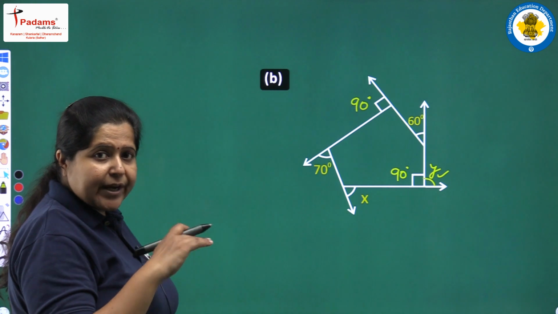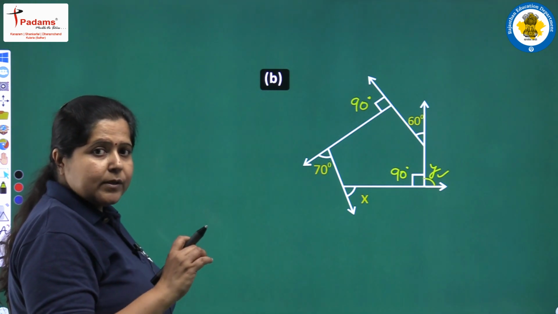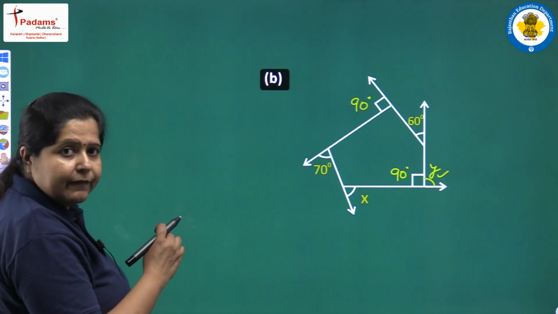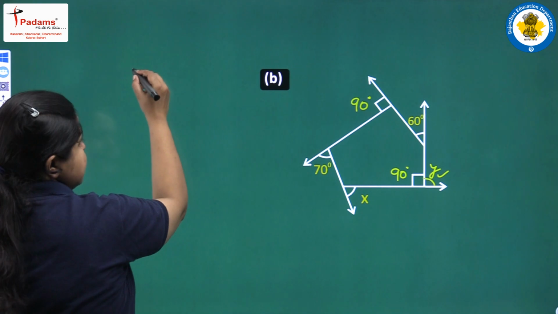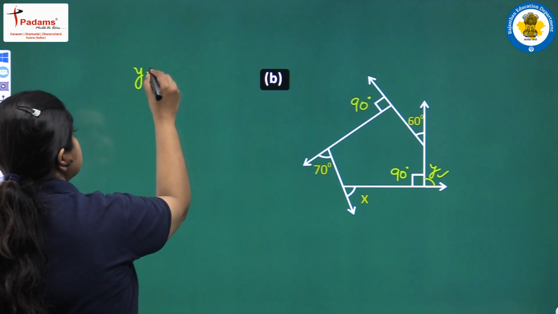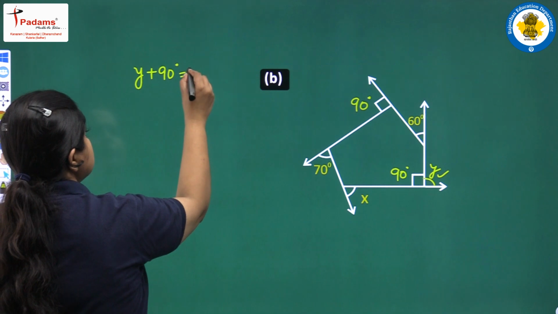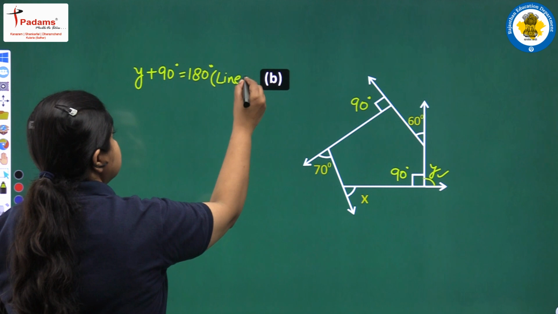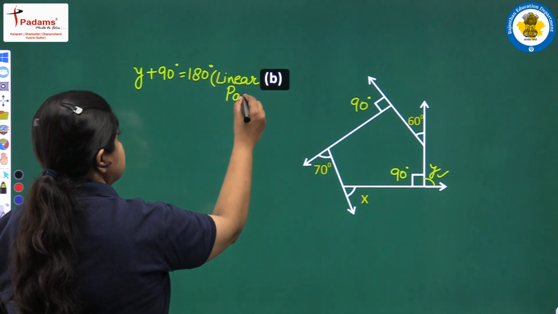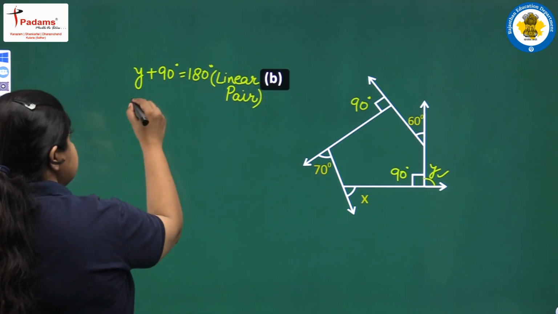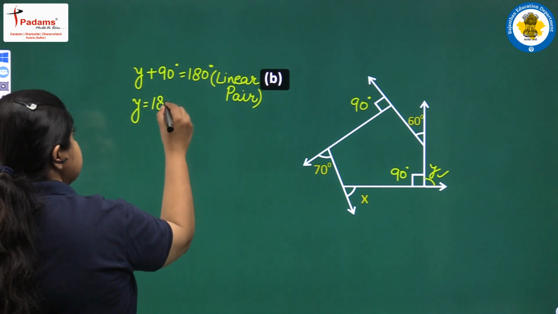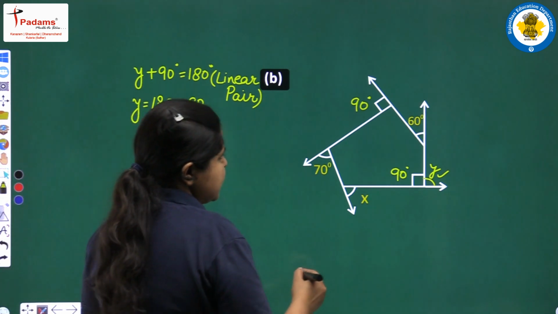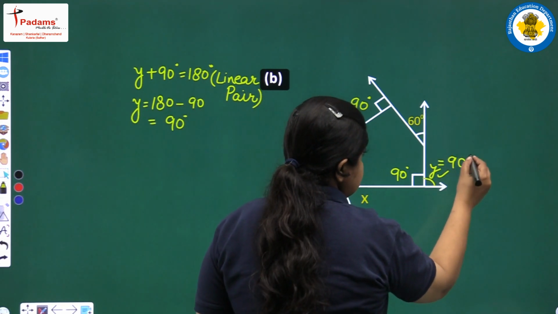Angles formed on a straight line at one point are called a linear pair. So, their sum will be 180 degrees. What we write here is y plus 90 degrees is equal to 180 degrees. Give the reason, linear pair. This will give us y equal to 180 minus 90, which is again 90 degrees. So, this y is nothing but equal to 90 degrees.